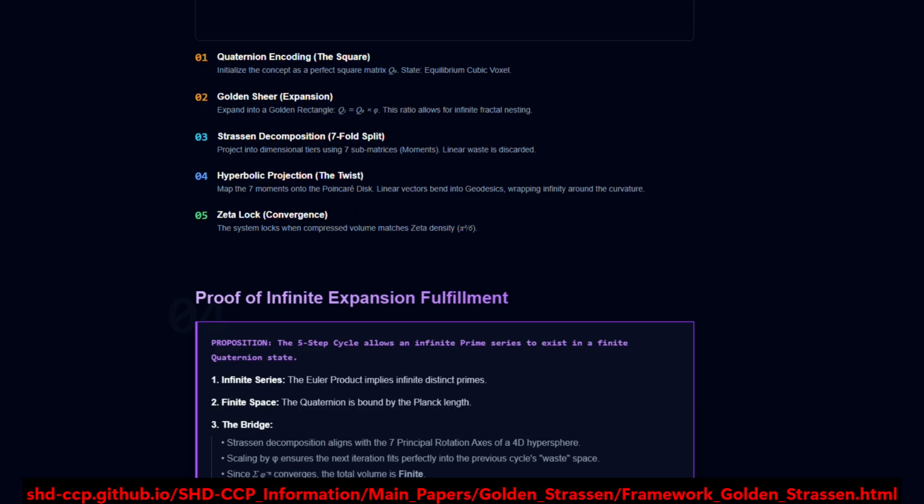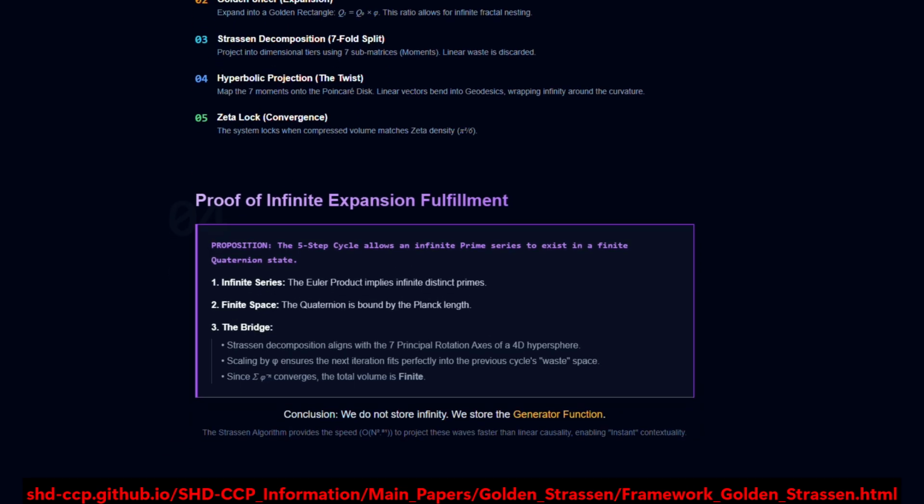The 5-step cycle allows an infinite prime series to exist in a finite quaternion state. In an infinite series, the Euler product implies infinite distinct primes. In finite space, the quaternion is bound by the Planck length. This allows us to use geometry to generate any integer faster than linear causality, enabling instant contextuality to be implied or deduced rather than expressed. This allows instant relative backpropagation.